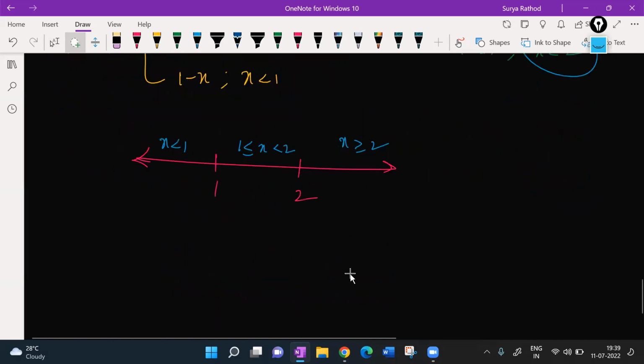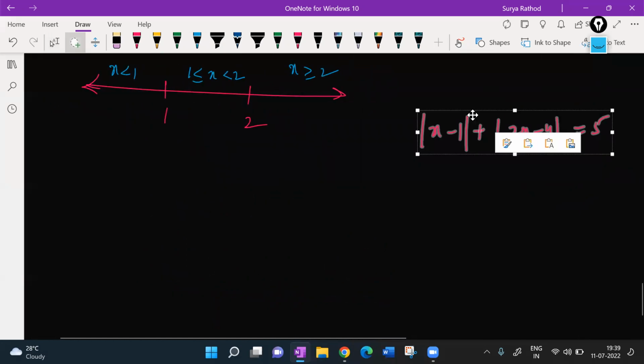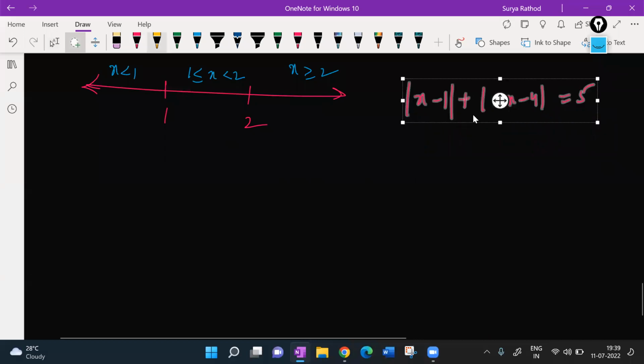Now everyone look at this, guys. I request everyone of you to stick to this method. Stick to this method. Why? Because it makes you feel the concept. It makes you understand the concept in a detailed way.